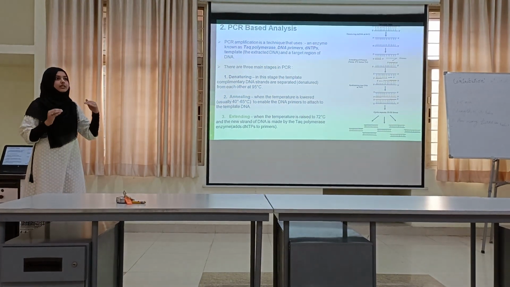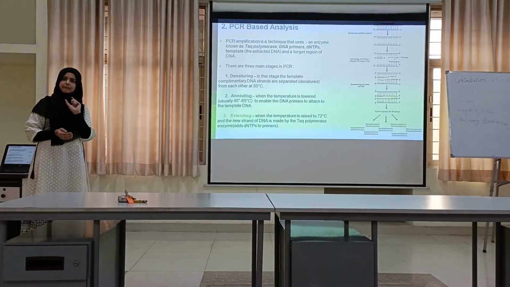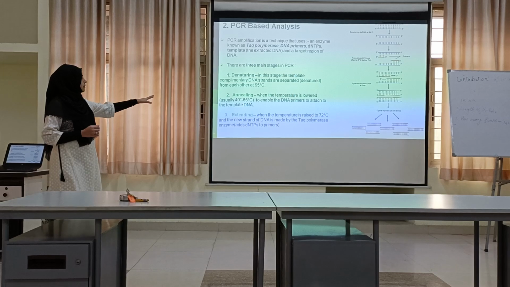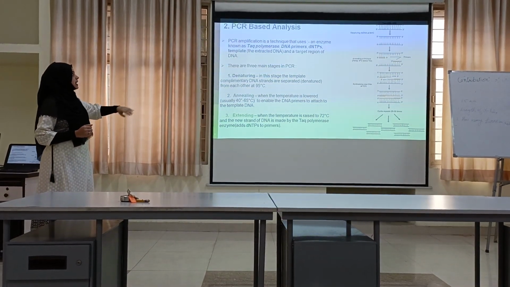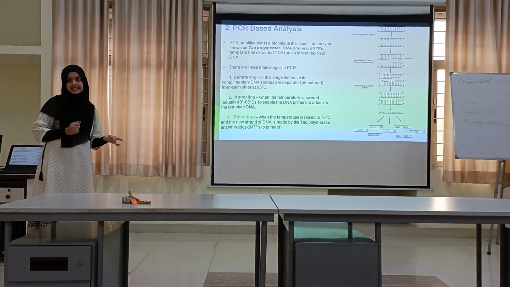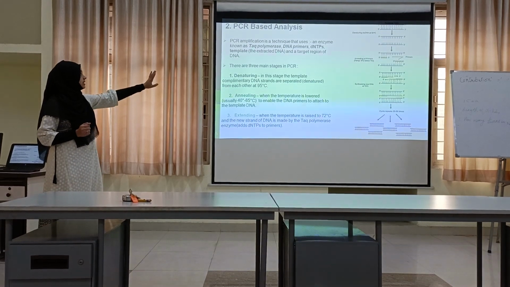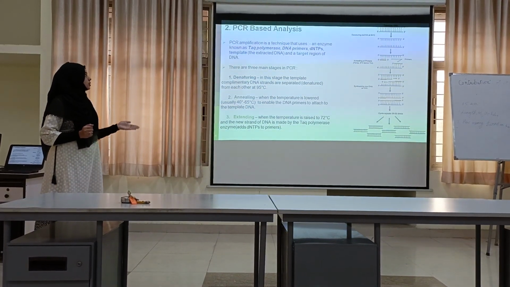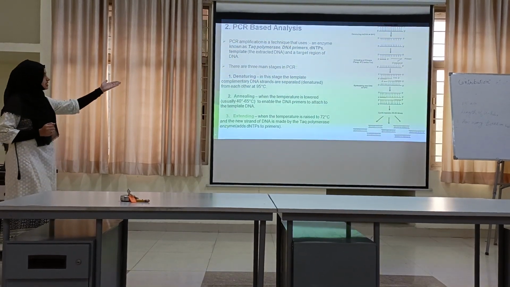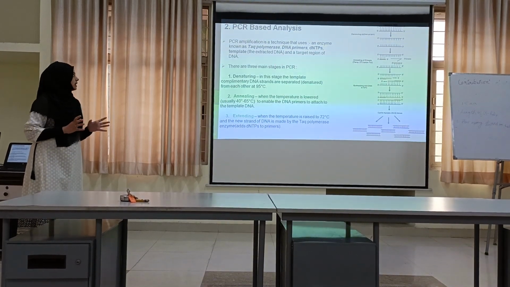But PCR was an improvement on that technique, which requires a really small amount of sample, which can be amplified into multiple copies. So PCR amplification is a technique that uses an enzyme known as Taq polymerase that has been isolated from a bacterium which is found in hot springs. DNA primers, dNTPs, which stands for deoxynucleoside triphosphates, a template, which is the extracted DNA, and a target region of DNA. So these are the things that we require in PCR.